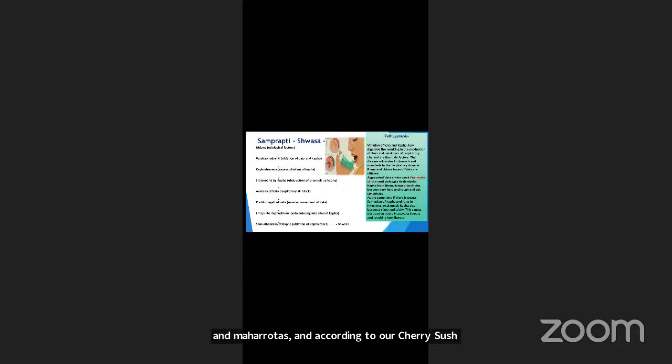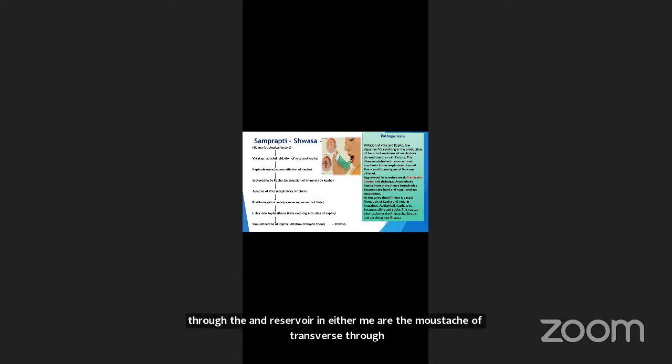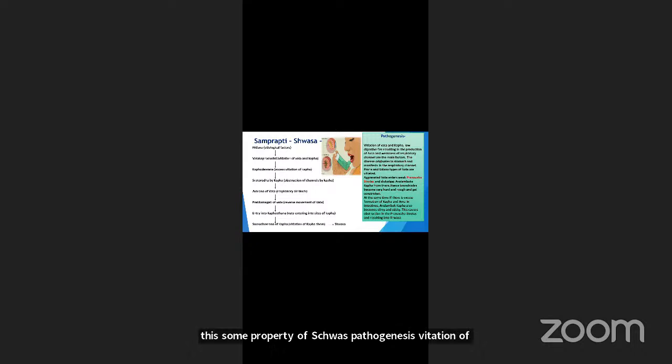Mool sthan of Pranvah Srotas. According to Acharya Charak, Hruday and Mahasrotas, and according to Acharya Sushrut, Hruday and Rasavahini Dhamni are the mool sthan of Pranvah Srotas. Samprapti of Shwas, pathogenesis: vitiation of Vata and Kapha, low digestive fire resulting in the production of aam, and weakness of the respiratory channel are the main factors. The disease originates in the stomach and manifests in the respiratory channel.